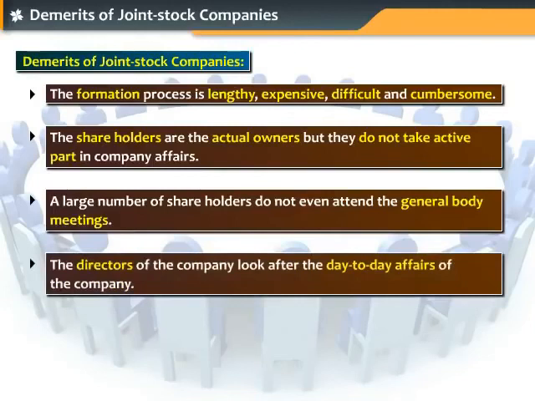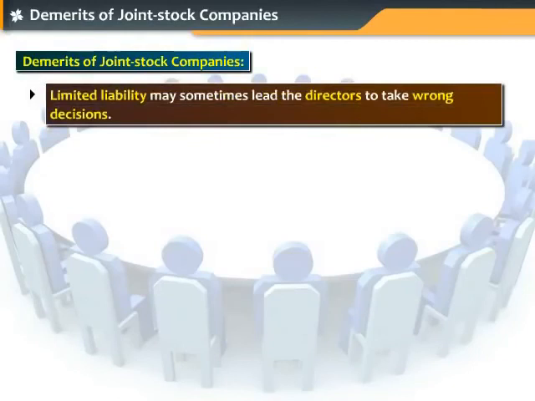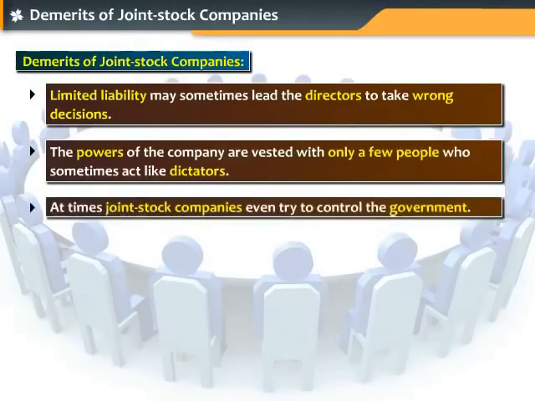The directors of the company look after the day-to-day affairs of the company. There is no personal contact between the owner and the workers. Limited liability may sometimes lead the directors to take wrong decisions. The powers of the company are vested with only a few people, who sometimes act like dictators. At times, joint stock companies even try to control the government.